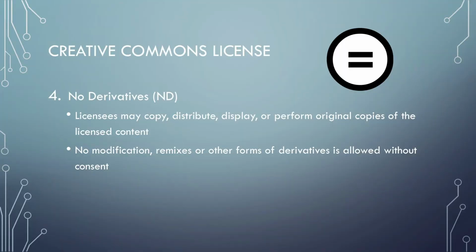The last is the no derivatives license, represented by the letters ND or this symbol. This allows you to copy, distribute, display, or perform original copies of the licensed content. However, no modification, remixes, or other forms of derivatives is allowed without the creator's consent. So, if you take a picture online with an ND license and you want to use that picture in your blog, you cannot modify or edit the picture as you please. You must use that picture as is.